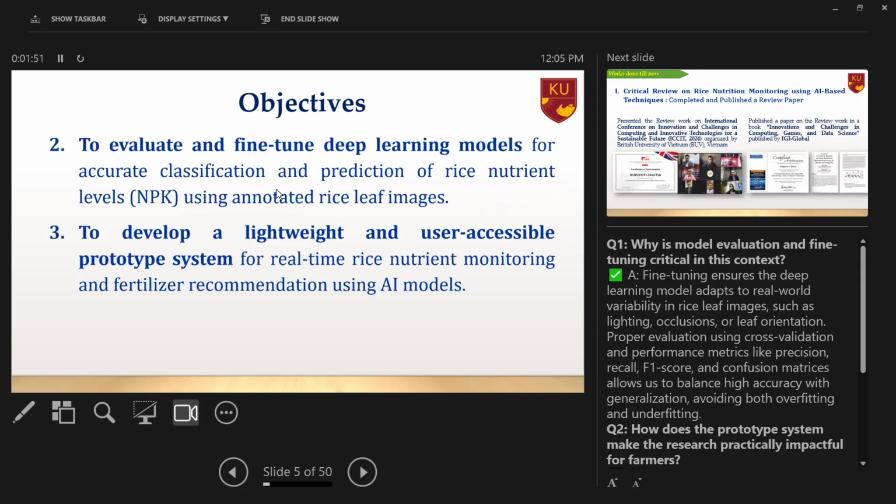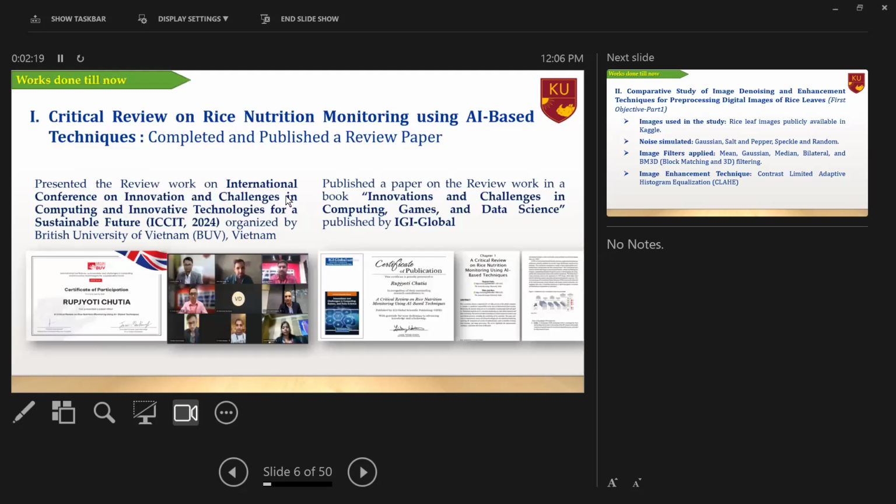The second objective was to develop, evaluate, and fine-tune deep learning models for accurate classification and prediction of rice nutrient levels, especially nitrogen, phosphorus, and potassium, using annotated rice leaf images. And the third objective was to develop a lightweight and user-accessible prototype system for real-time rice nutrient monitoring and fertilizer recommendation using AI models.